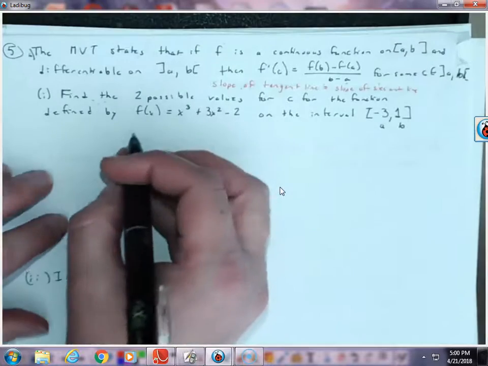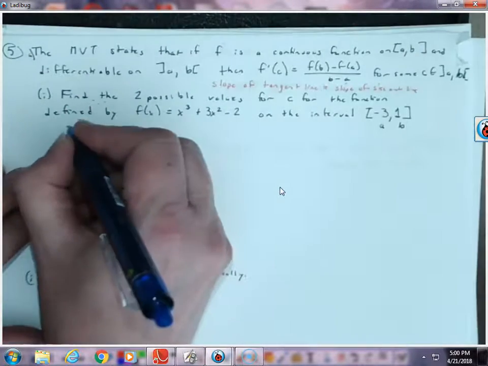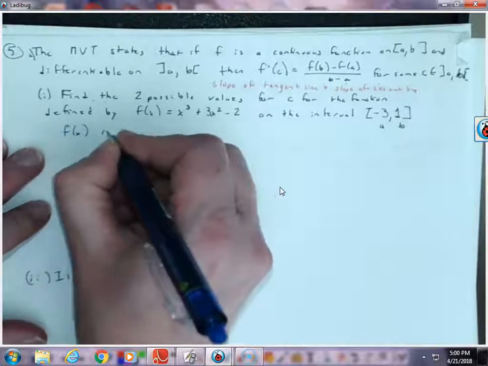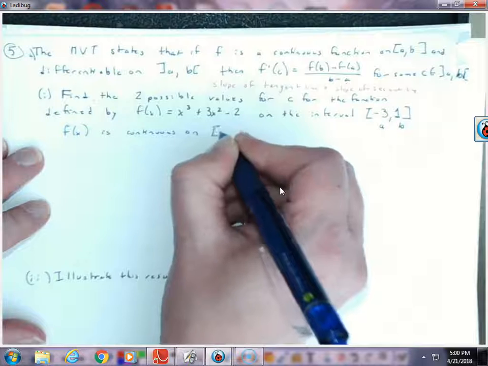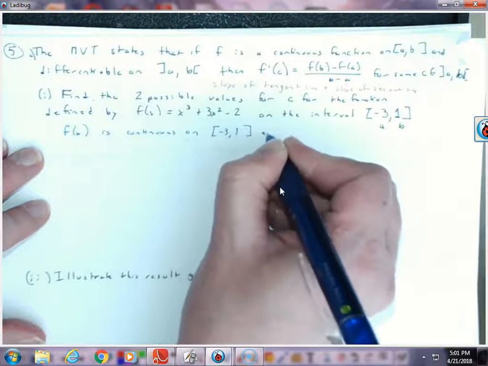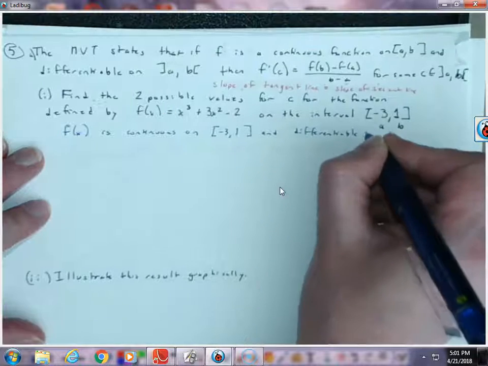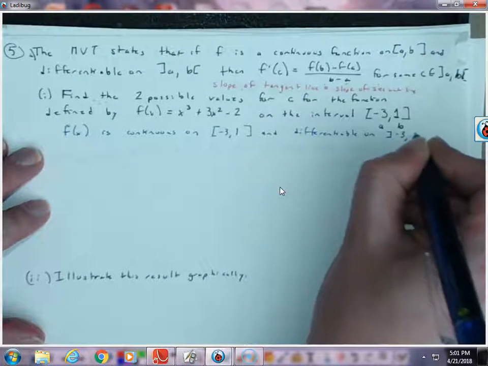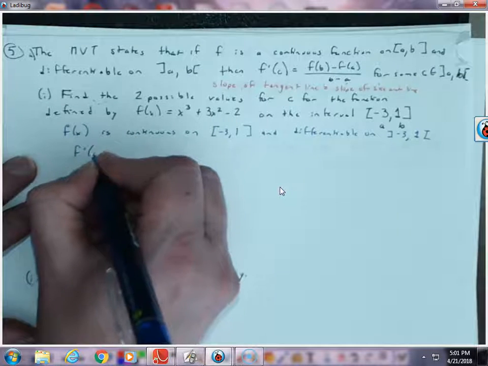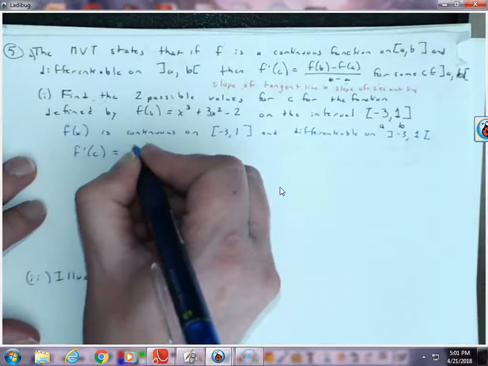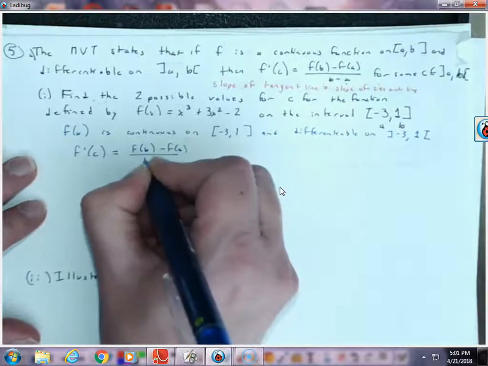Okay, so we'll just make them aware that f of x is continuous on the closed interval and differentiable on the open interval. So we are stating that it meets the conditions of the theorem, and so that means there's a spot where the derivative equals the slope of the secant line.